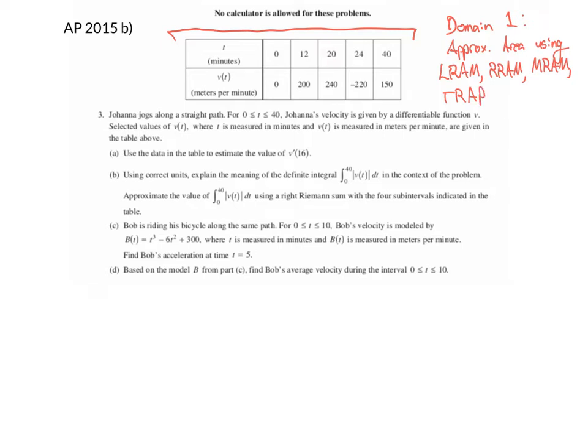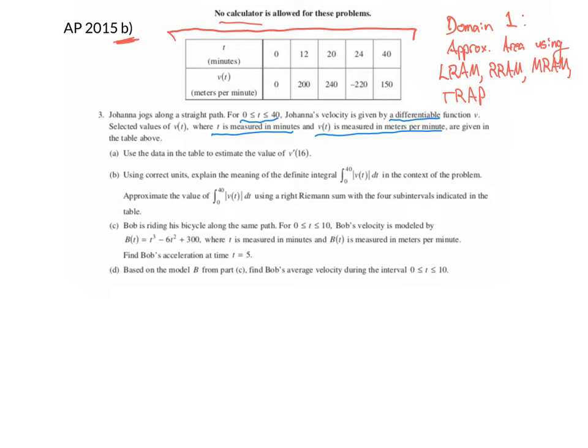This is AP 2015 B. Do note that it's B. I think in the front page of the packet I have a typo. It says C. It should be B. But let's read the problem here. So first of all, there's no calculator on this particular question. It says that Joanna jogs along a straight path for time t from 0 to 40. Her velocity is given by differentiable function v, and selected values of v, where t is measured in minutes and v of t is measured in meters per minute, are given in the table above.